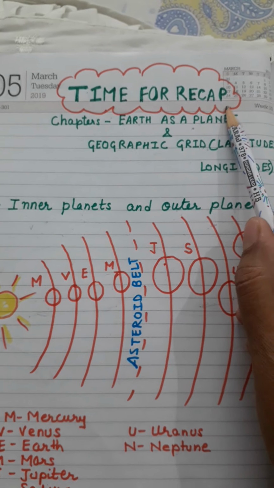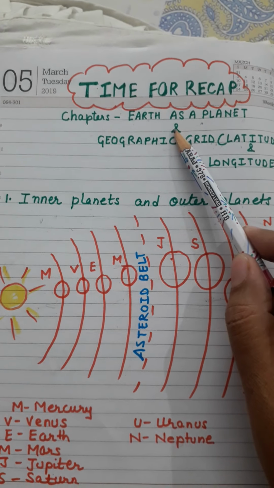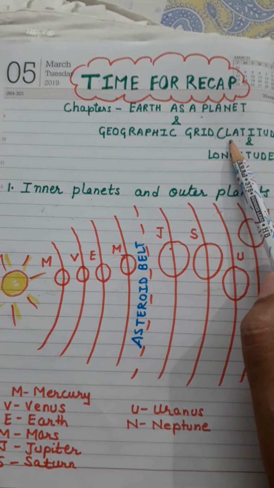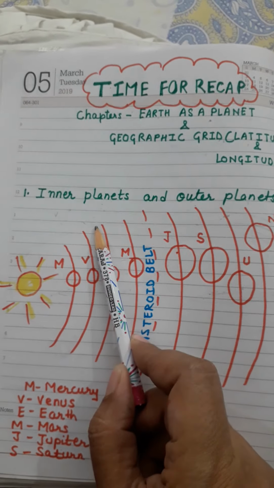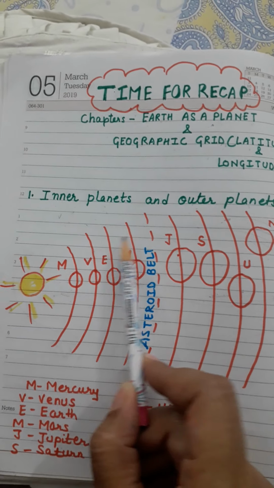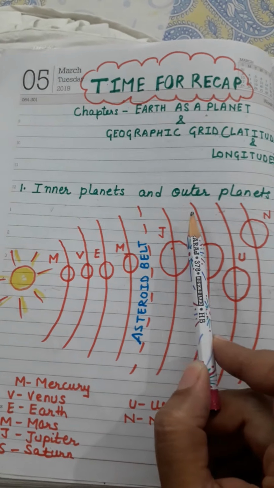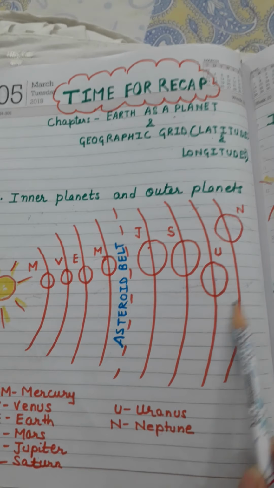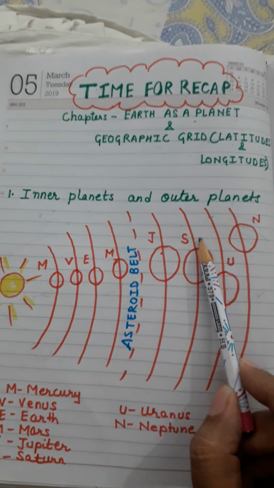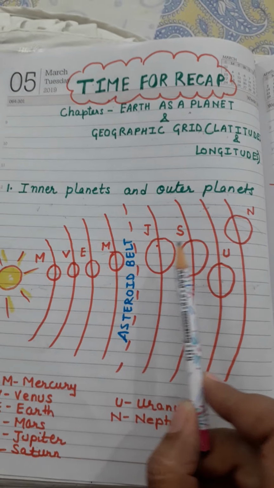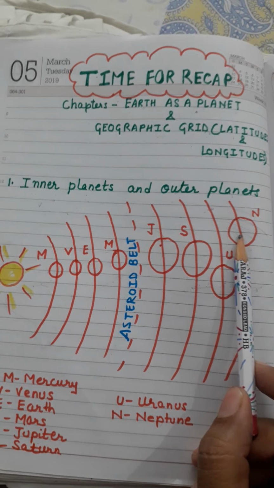Time for recap. We will revise two chapters here, Earth as a planet and geographic grid. First, we will start with inner planets and outer planets. We will learn the difference between inner planets and outer planets. See the arrangement of all the planets in the solar system: Mercury, Venus, Earth, Mars, Jupiter, Saturn, Uranus, Neptune.